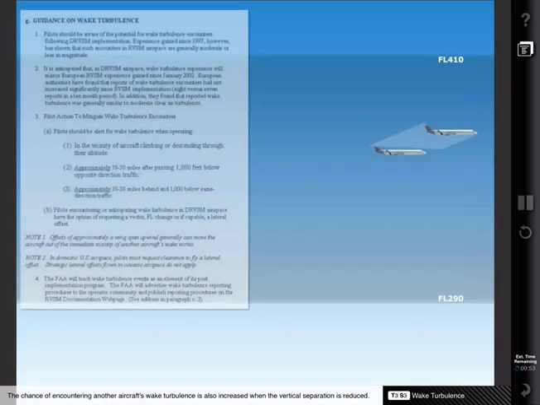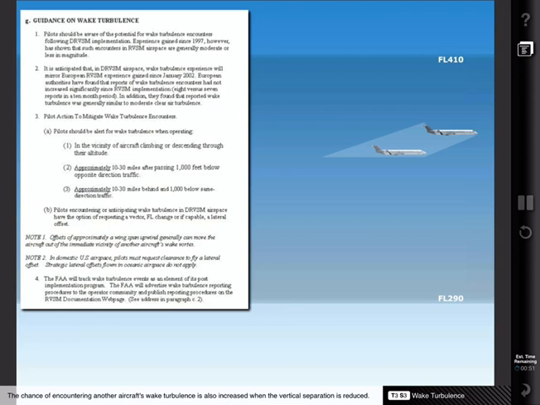The chance of encountering another aircraft's wake turbulence is also increased when the vertical separation is reduced. Certain actions can be taken to mitigate the chances of an aircraft upset. Maintain awareness of other aircraft, including the following: aircraft in your vicinity that are climbing or descending through your altitude, opposite direction traffic that has passed 1,000 feet above you. Maintain vigilance for 10 to 30 miles after the crossing, and same direction aircraft 10 to 30 miles ahead that are 1,000 feet above you.